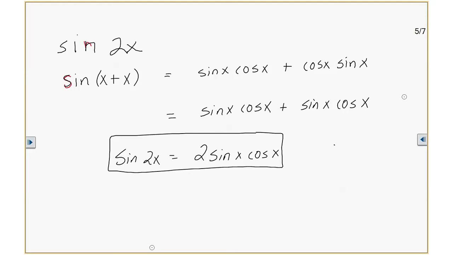Cosine of 2x is going to be a little bit different because cosine doesn't like to mingle. It's very intolerant.